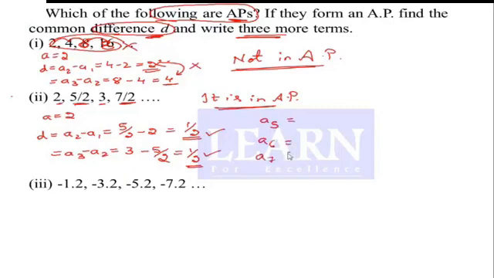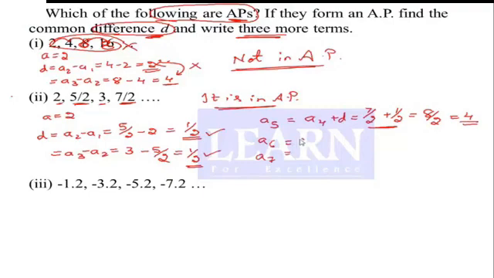Look for the value of A5. How to check A5? A5 is nothing but A4 plus D. A4 is nothing but 7 by 2 plus D. D is nothing but 1 by 2. 7 by 2 plus 1 by 2, denominator is same. We can add both. 7 plus 1 is 8, 8 by 2. 8 by 2 is nothing but 4.